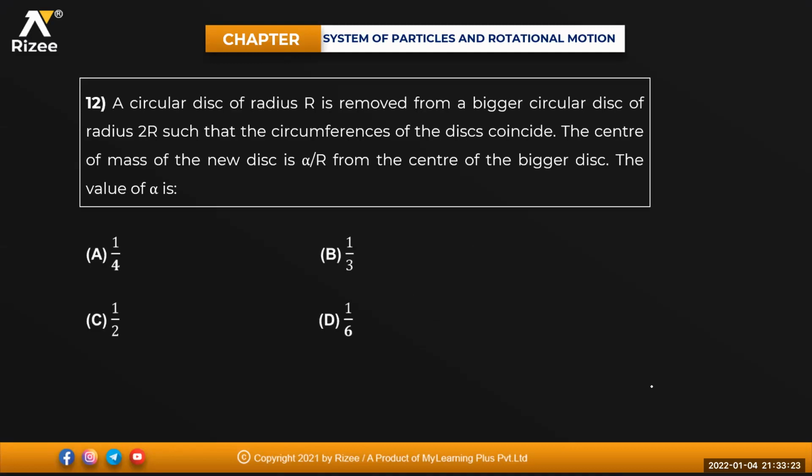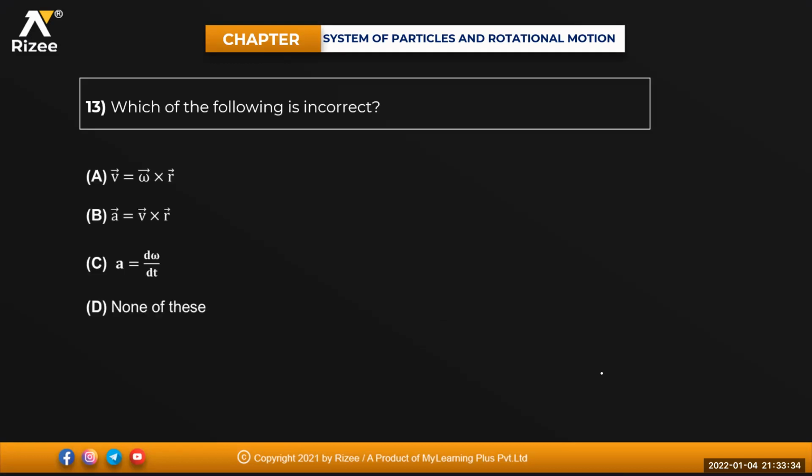Next question. The circular motion questions. I hope you can do it. Which of the following is incorrect? V vector is equal to omega vector cross R vector. V is equal to R omega. That one is correct.